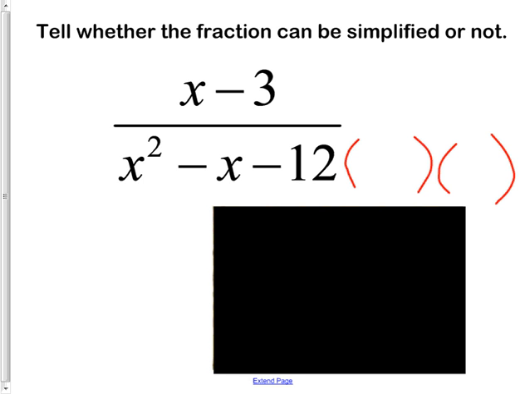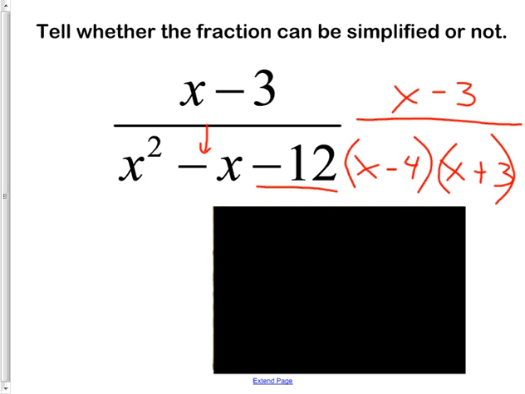Remember then, x and x makes x squared, right? What multiplies to negative 12 and adds to negative 1? Negative 4 and positive 3 would add to negative 1. So there it is. And now I have an x minus 3 on the top, and I'm going to put it in parentheses just so it looks just like the bottom. Can you see anything that's exactly the same on the top and the bottom? Nope. All right, so therefore you can't cancel it. Even though these are really close to being able to cancel each other, they can't. They have to be the exact same sign as each other to be able to cancel.